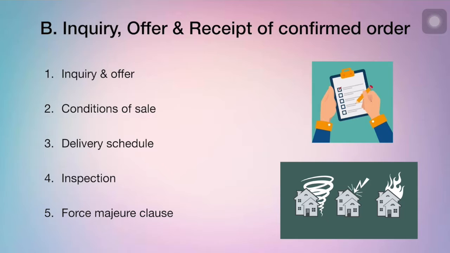Next, we have inspection of goods. So the authority who will conduct the inspection of goods should also be indicated. That means who will be assigned to take care of the delivery of goods or to inspect the quality of goods. Fifth one is force majeure clause.